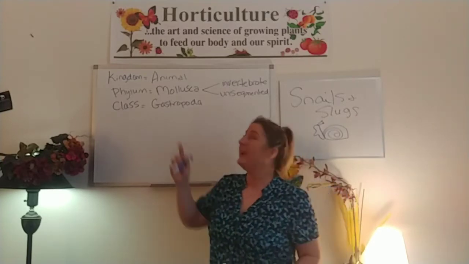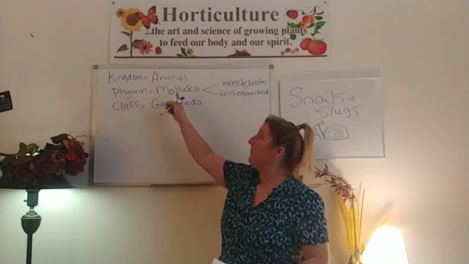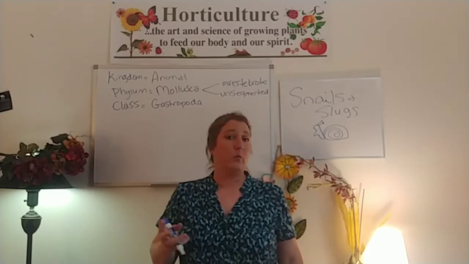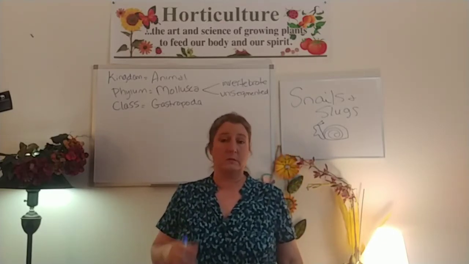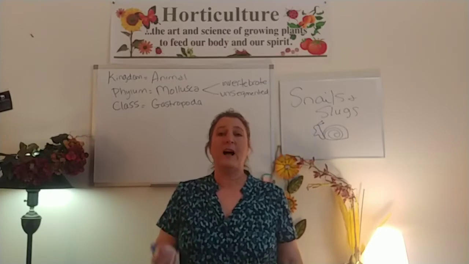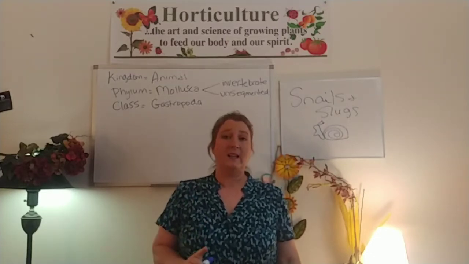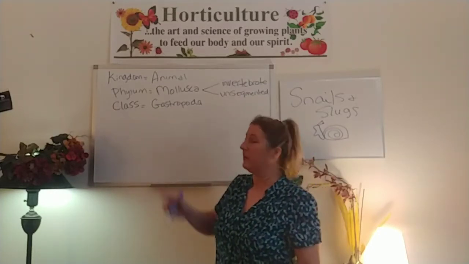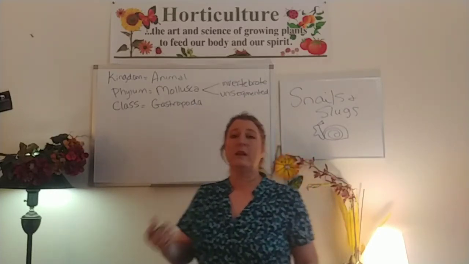So snails are in the kingdom Animalia. They're in the phylum Mollusca. So do you remember what phylum our red wiggler worms, our composter worms, our earthworms, do you remember what phylum they're in? If you said annelid, you're absolutely correct. So our snails and slugs are in a different phylum. They're in Mollusca. So what does Mollusca mean?